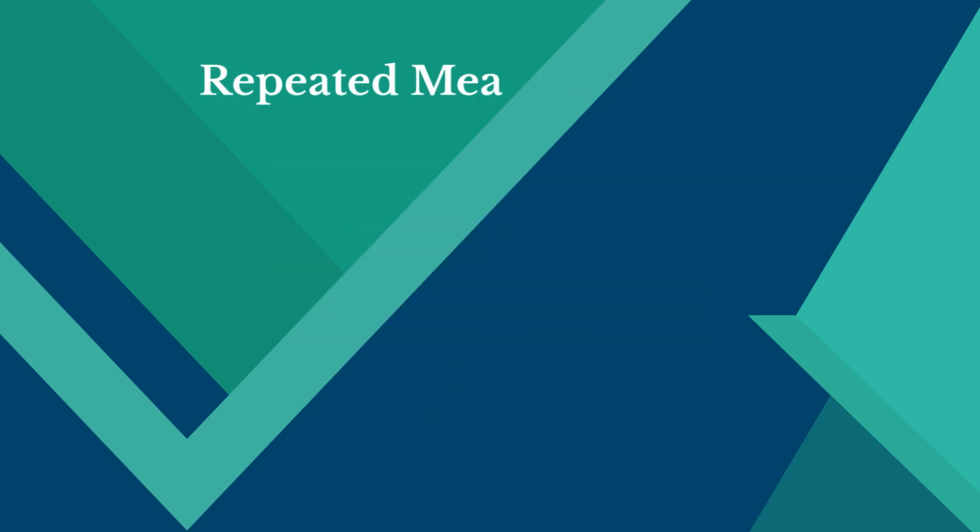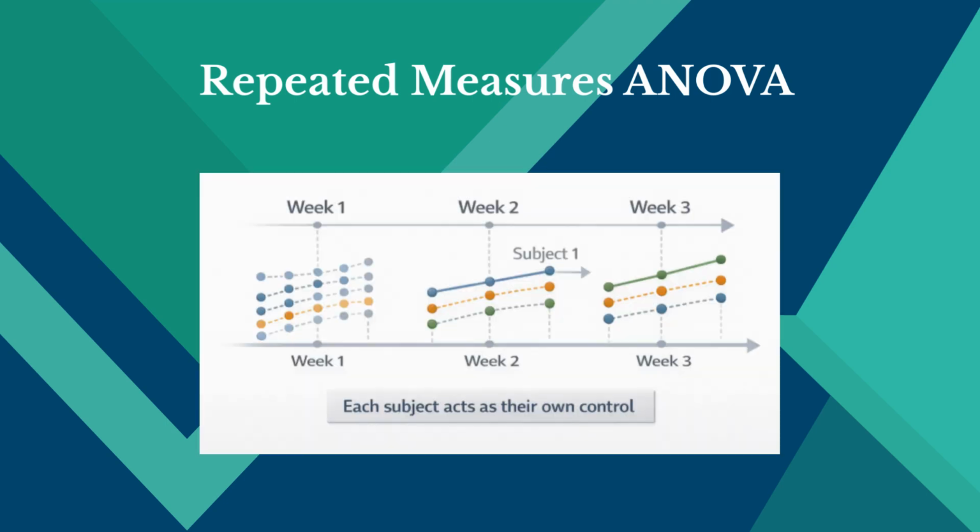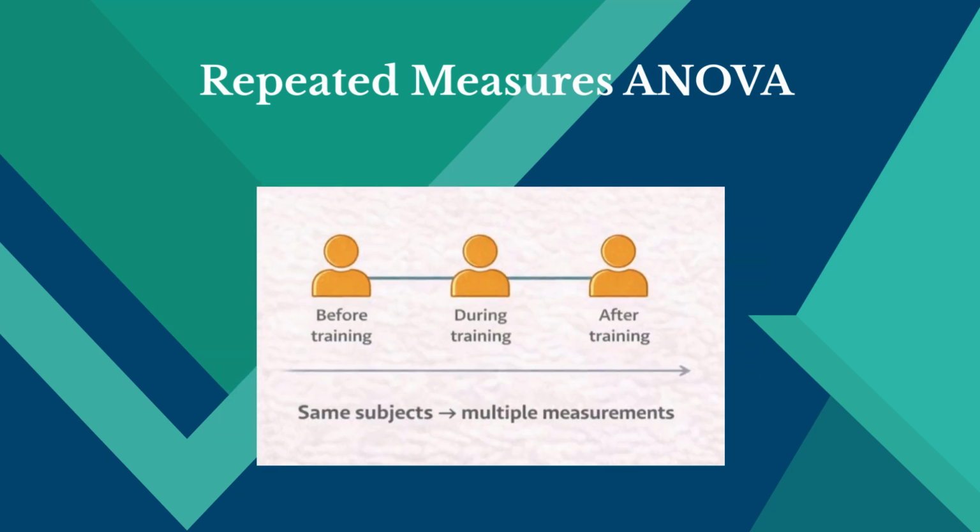Third, repeated measures ANOVA. Repeated measures ANOVA is used when same objects are measured multiple times. In other words, each subject acts as their own control. For example, you measure performance before training, during training, and after training. Here, we are not comparing different people or different groups. We are comparing same individuals across time or across different conditions.